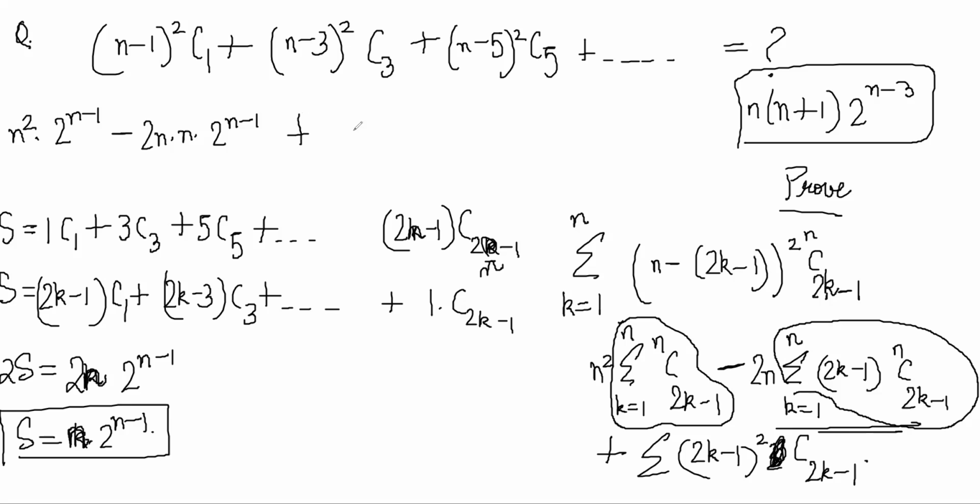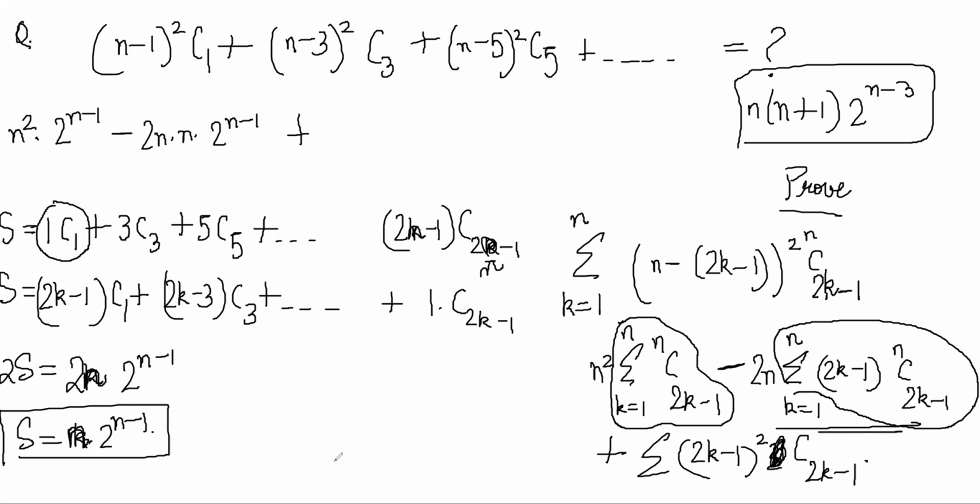The last one is odd squares, right? 1 square C1 plus 3 square C3 and so on. Odd squares, how will we do?